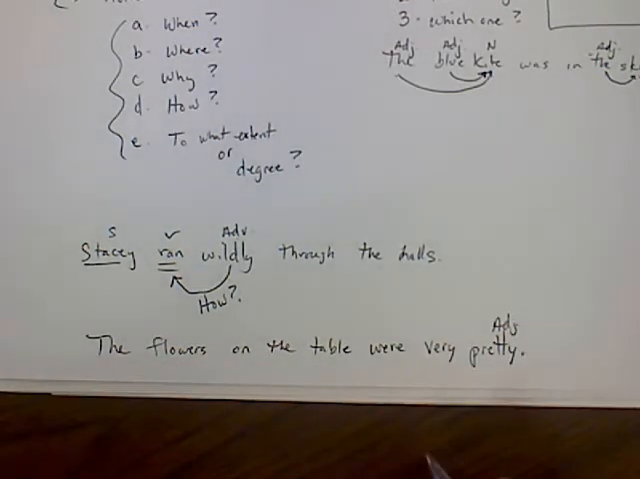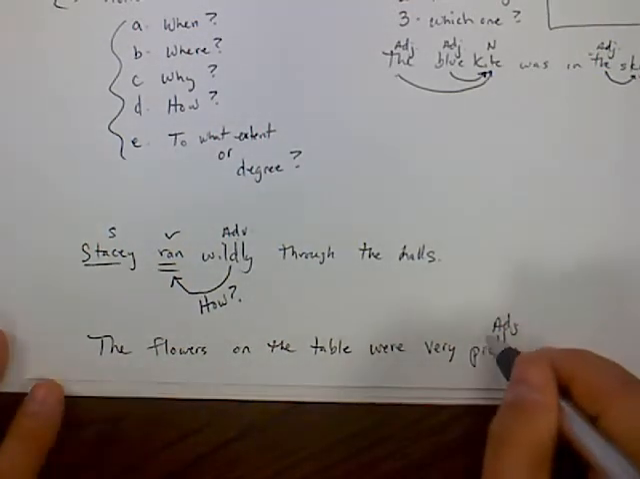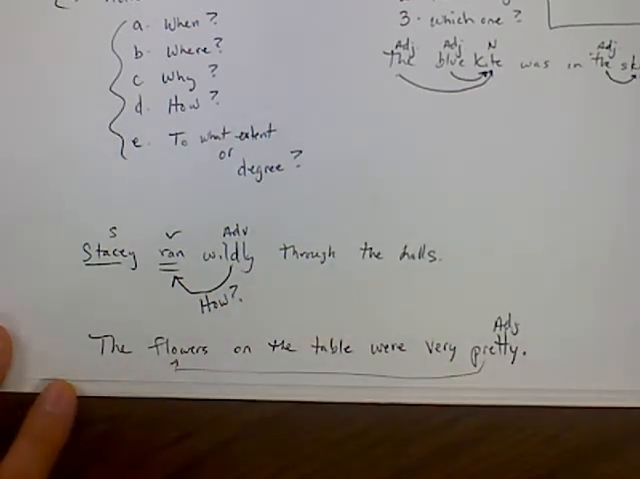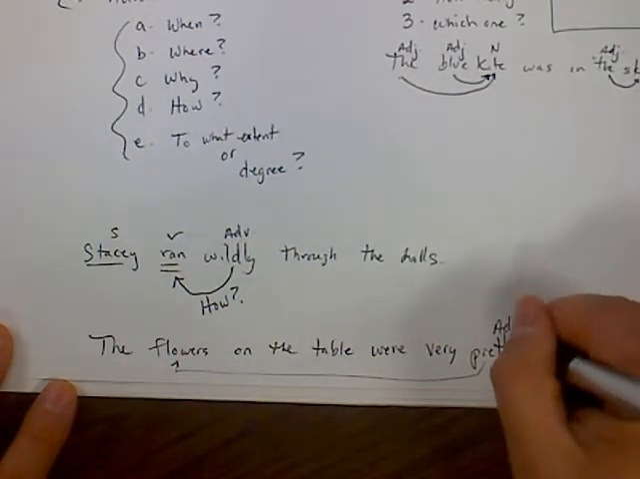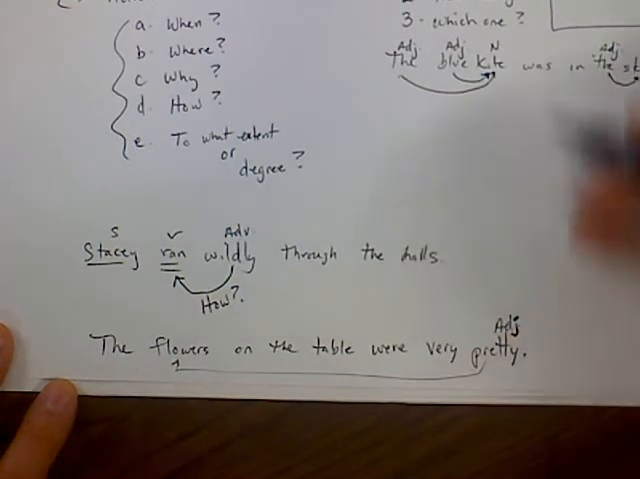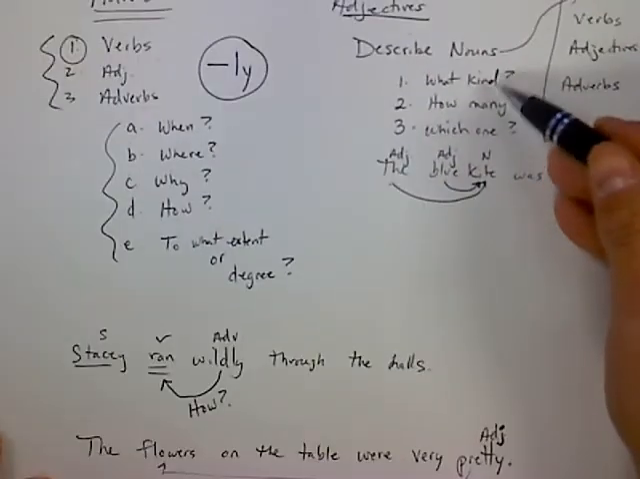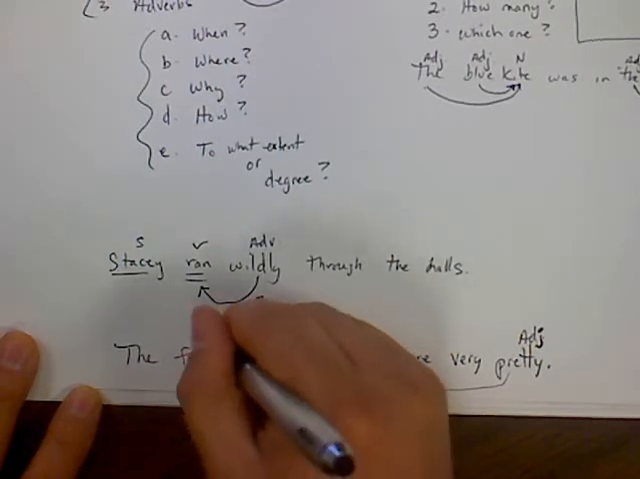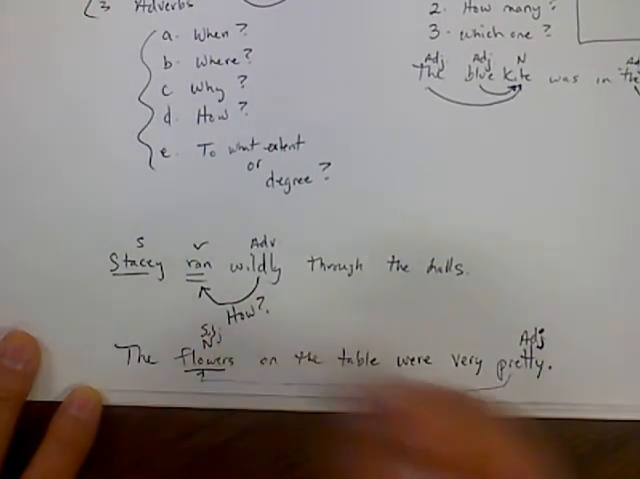Okay, what is pretty modifying? Well, it goes all the way back to tell what kind of flowers we have. Okay, that's what makes this an adjective. There it is. What kind again? What kind of flowers? And flowers is not only a noun, but it is the subject of the sentence.